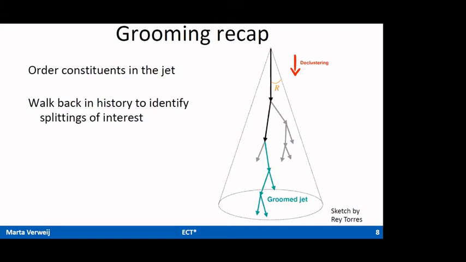So, a quick recap about grooming. You have to order your constituents in the way you like. For most measurements currently, we use the angular ordering, and then we start this declustering process where we walk through the history until we find a splitting that satisfies our criteria. And then you study that particular split, but you don't have to limit yourself to this first split that satisfies the criteria. In principle, you can use all splits in this tree, which should resemble the parton shower, to also study later splits in the shower. But most measurements actually focus on the first split.